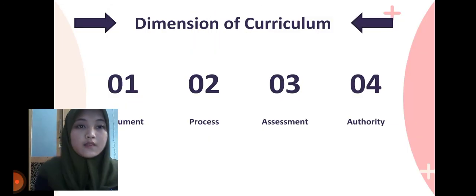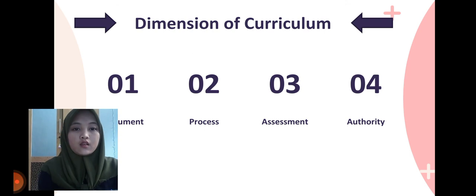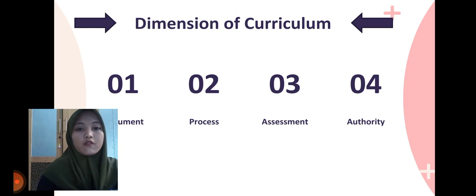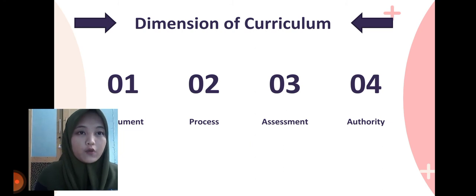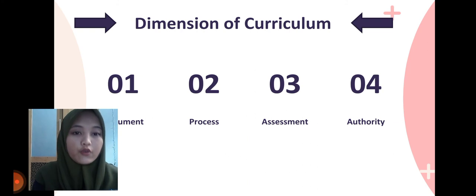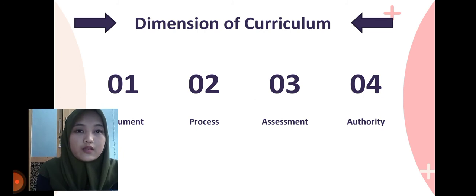Okay, and then dimension of curriculum. There are document, process, assessment, and then authority. For example, in curriculum 1986, for document using LPP, HPPP, and then daily preparation. For process, there are 3 categories. For methods, lecture or speech. For approach, using DDCH. For model, using classic. For assessment, using description, and then for authority, by government.